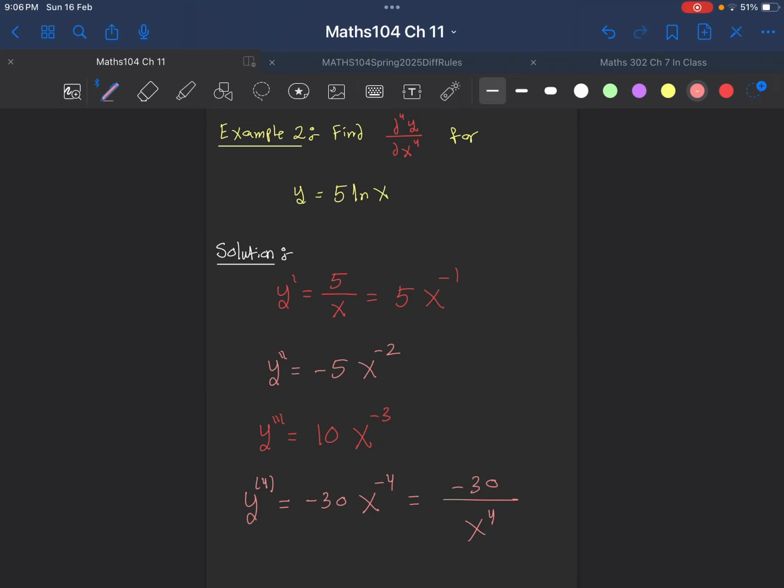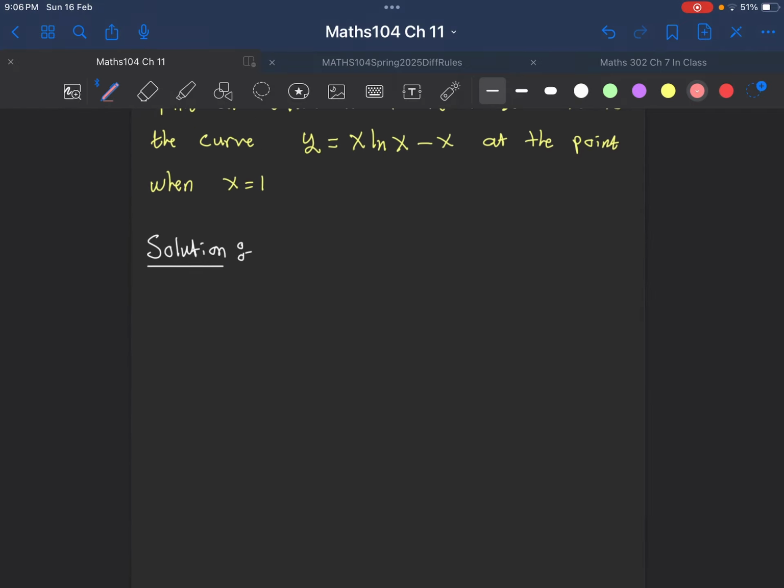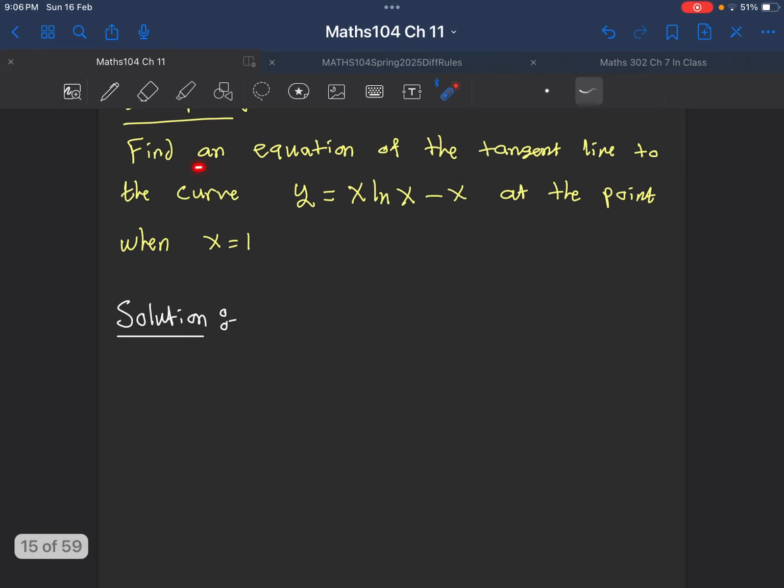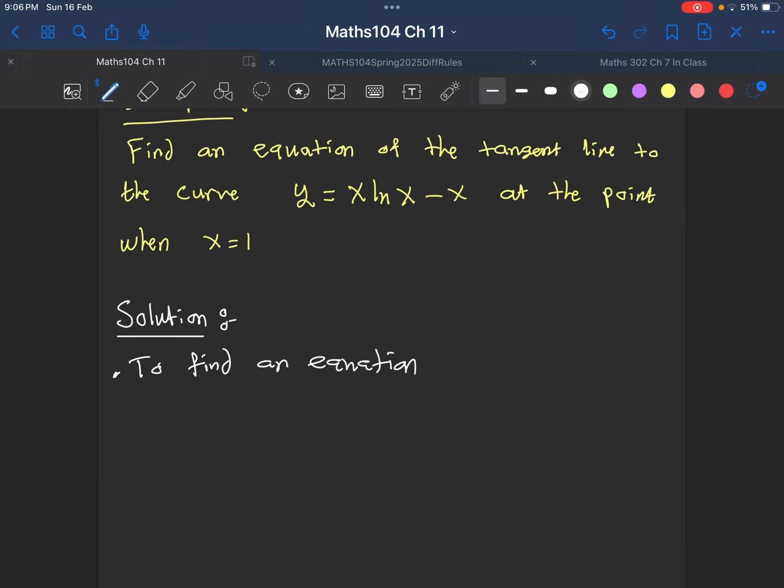What we will do next is an example where we use the tangent line. Let's re-practice finding an equation of the tangent line. So find an equation of the tangent line. Remember, the slope of the tangent line is the derivative. So you have the function, you have the point, and we need to find the tangent line. So to find an equation of the tangent line, we need to find a point on the line.